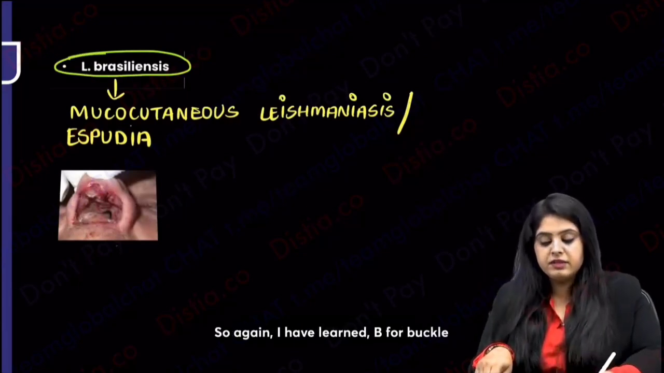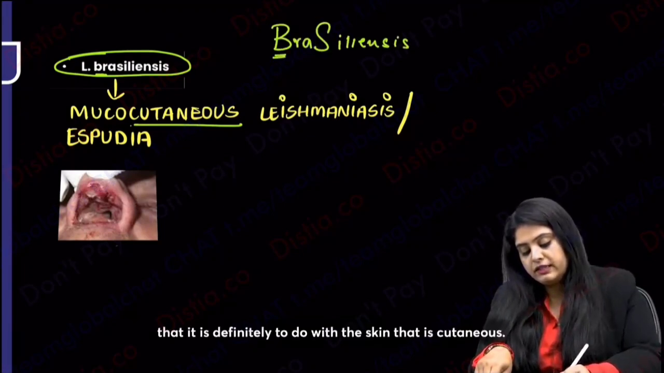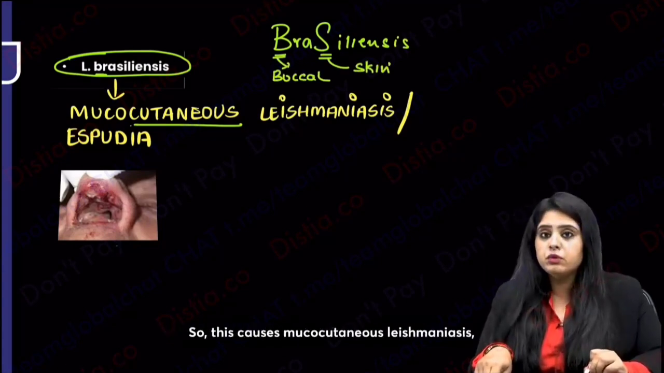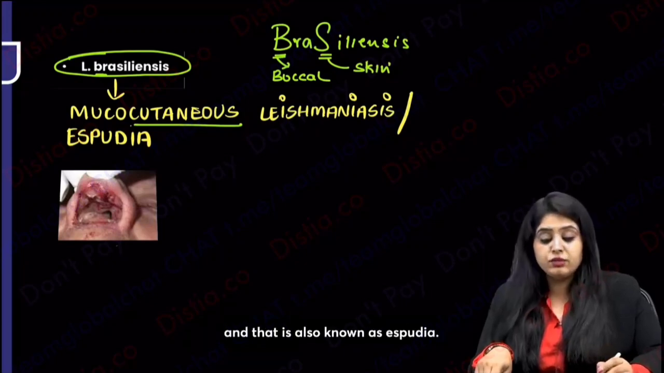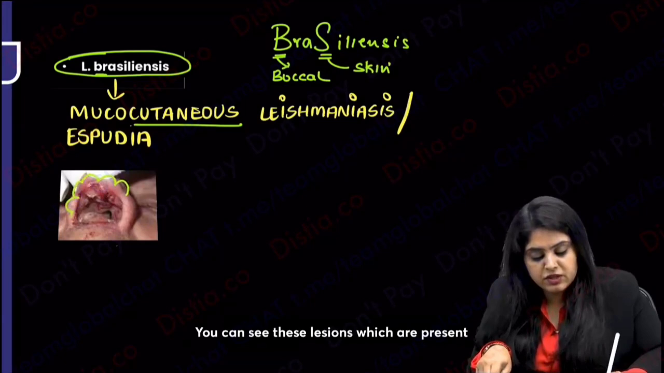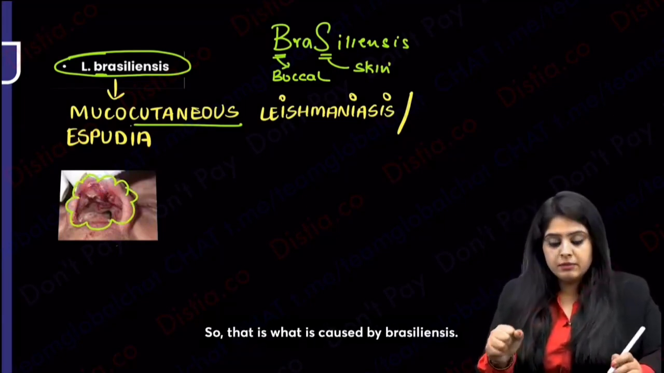So again I have learned Brazil, B for buccal. So it will not be only cutaneous. So when you write Braziliensis, you will learn that it is definitely to do with the skin, that is cutaneous. It is definitely to do with buccal also. So this causes mucocutaneous leishmaniasis, and that is also known as espundia. You can see these lesions which are present not only on the buccal mucosa but also on the skin. So that is what is caused by Braziliensis.